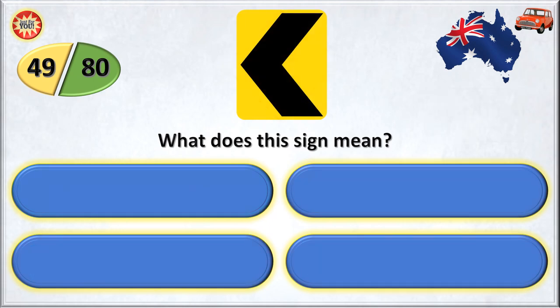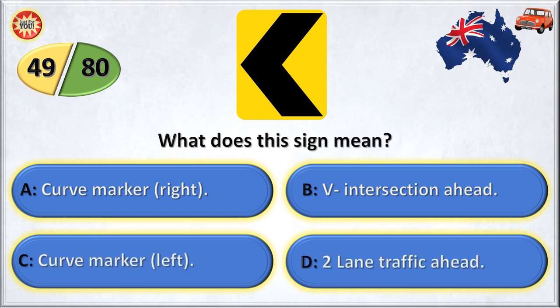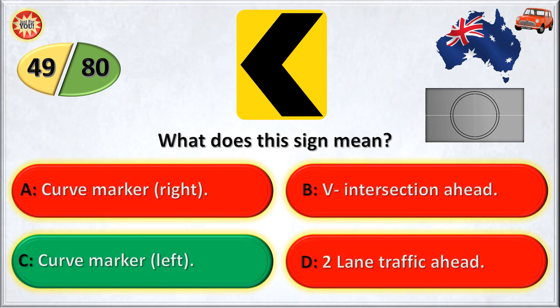What does this sign mean? Curve marker, right. V intersection ahead. Curve marker, left. Two-lane traffic ahead. Curve marker, left.